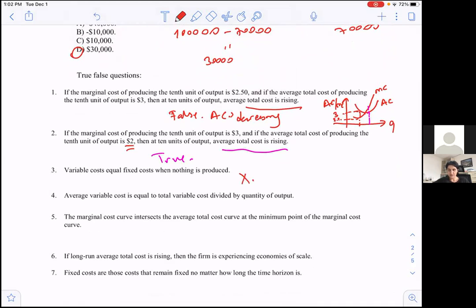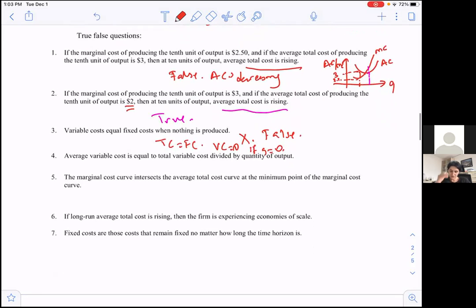Okay, now variable cost equals fixed cost when nothing is produced. No. Variable cost is changing. False. Variable cost is changing with Q. Variable cost is 0 when nothing is produced. Okay. You can also say that total cost equals fixed cost when nothing is produced, because variable cost is 0 if Q is 0.